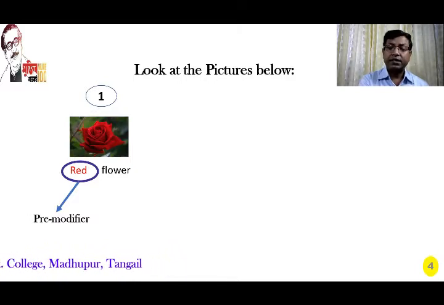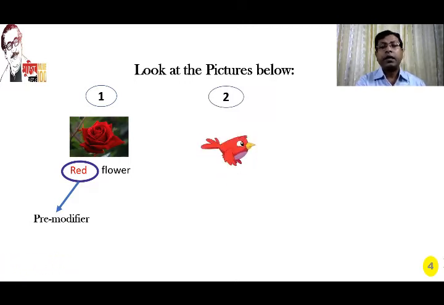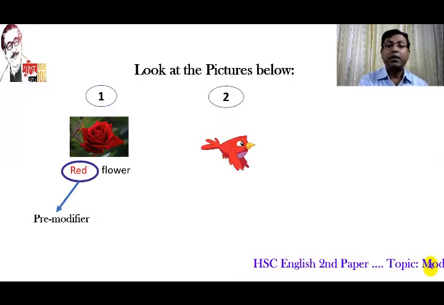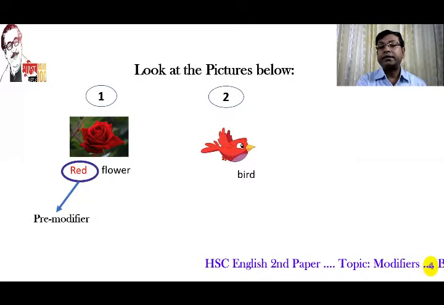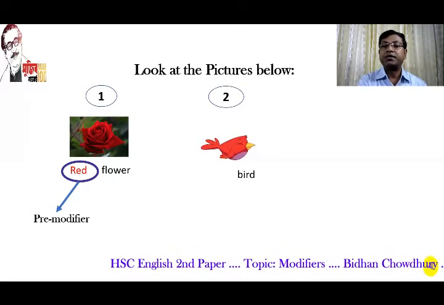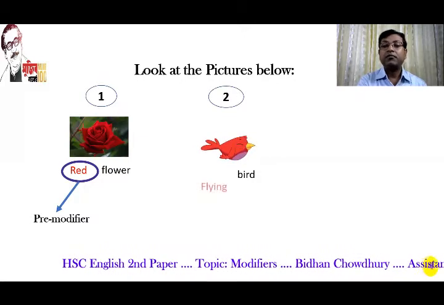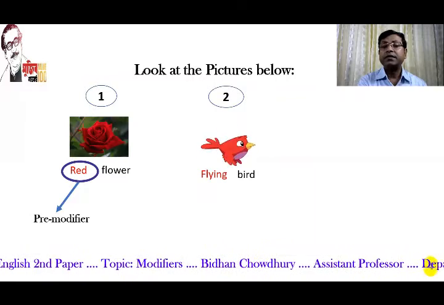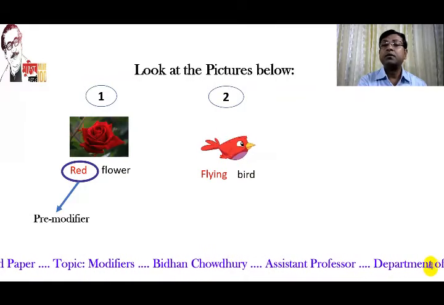Let's see the next picture, number 2. This is number 2. And what can you see here? A bird which is flying. And this is a bird, actually. Just try to describe the bird. A flying bird. It's a flying bird. So the word flying is used to describe the bird.